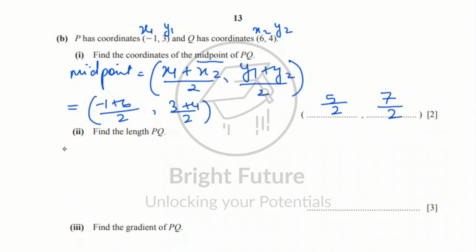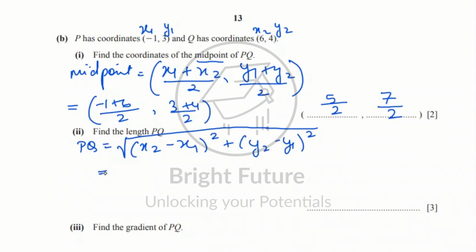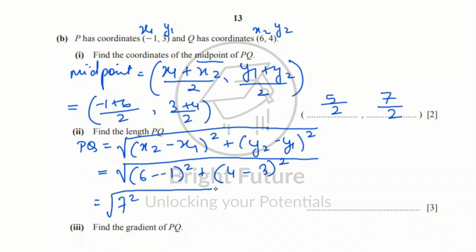Find out the length of PQ. This is the distance formula. Distance formula, under root x2 minus x1 whole square plus y2 minus y1 whole square, which gives me 6 minus 1 square plus 4 minus 3 whole square, which gives me 7 square plus 1 square, which is 49 plus 1, that is root 50. After calculations, root 50 is 7.07. So finally our answer is 7.